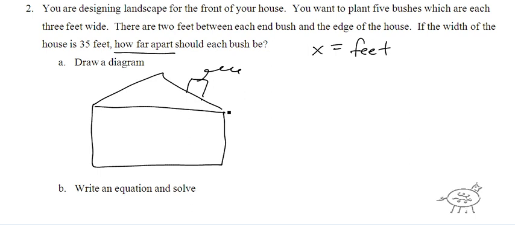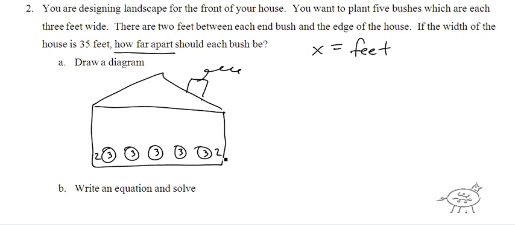Okay, so here's your house, and you want to put 5 bushes, and they're each 3 feet wide. So 5 bushes, 1, 2, 3, 4, 5. And they're each 3 feet wide. So I'm going to put 3 in each one of these. Okay, and there are 2 feet between each end bush and the edge of the house. So there are 2 feet here and 2 feet here.